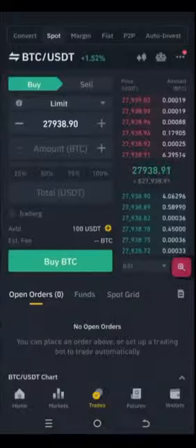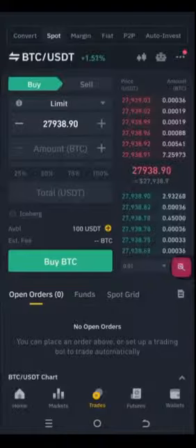Someone told me that I should be giving him signals. I said, no, it doesn't work that way. When you get a signal, you execute it quickly, right? Sharp, sharp.